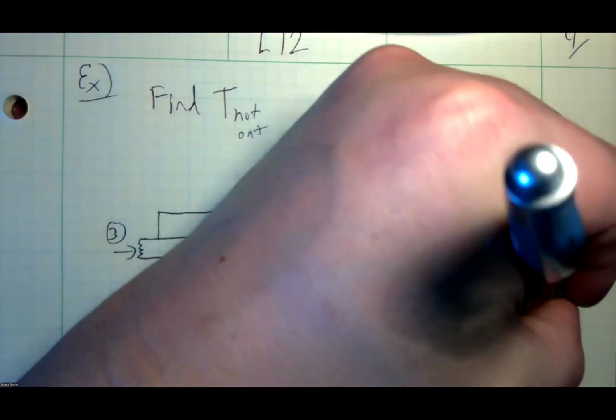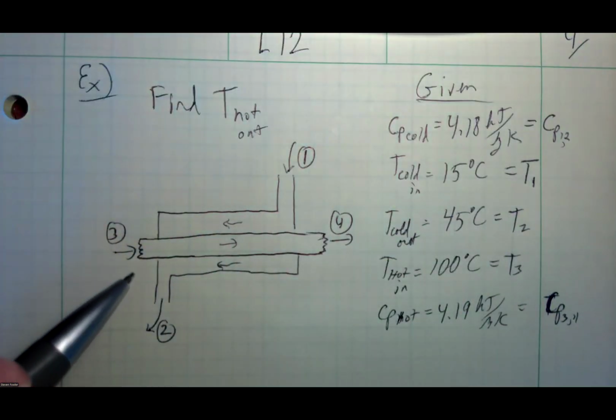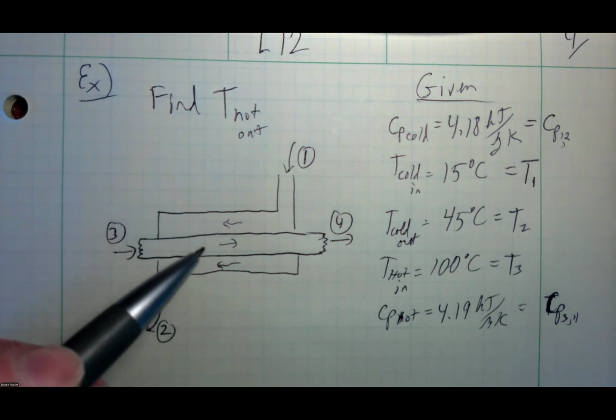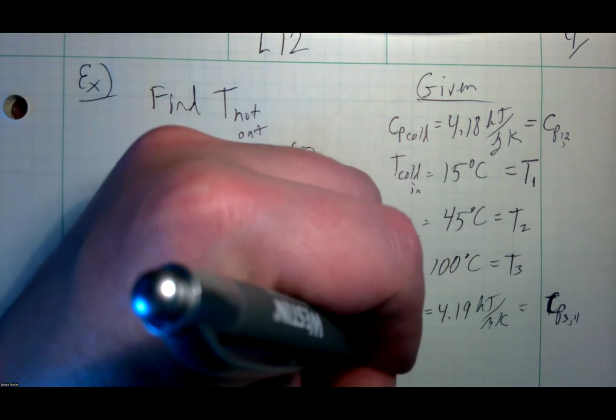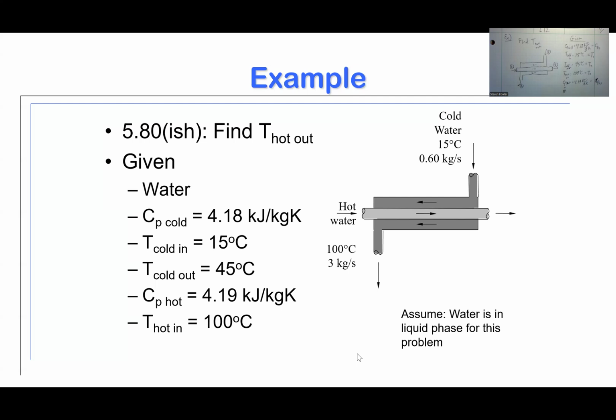So this is going to be C sub P for the 3-4 string. Okay. And then one thing I didn't write here is they've also given me the M dots for the different streams here. So let's go back and get that real quick. M dot for the cold stream.